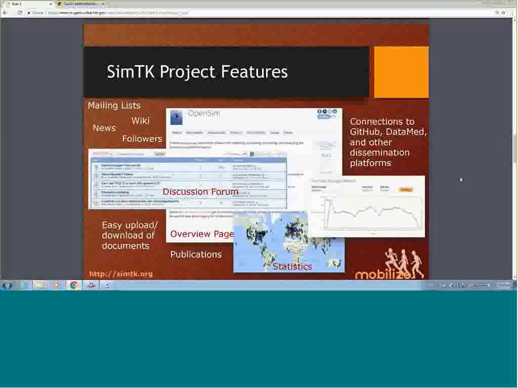We also have a whole host of different communication types of tools. So different groups have different ways that they like to communicate. We provide discussion forums. You have a wiki. You could do mailing lists. You could just post news items. We also have a follower feature, so you could have people who are connected to the community, they're following the project, but they're not actually getting access to different parts of the project. They just get updates on what the group is doing.